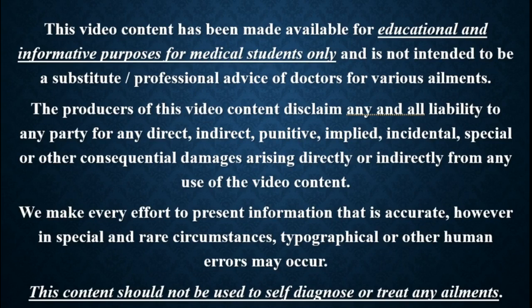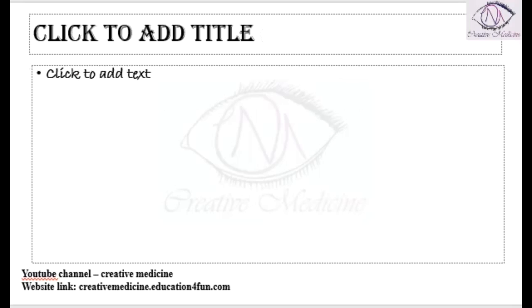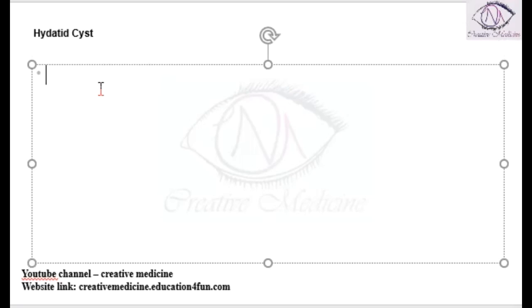In this lecture, we will learn some points about hydatid cyst. Hydatid cyst is a cystic form of Echinococcus granulosus. It develops almost 3 weeks after infection.